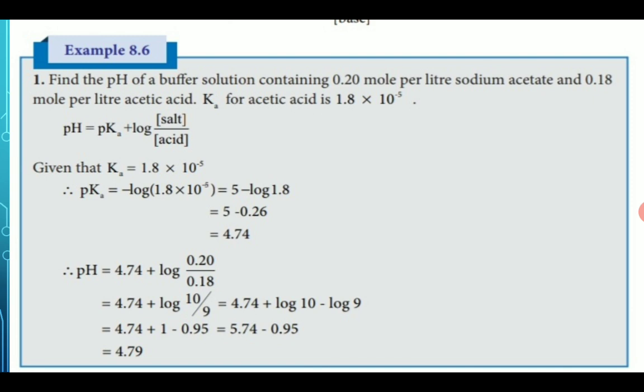What is the sum? Find the pH of the buffer solution containing 0.2 mole per liter sodium acetate and 0.18 mole per liter acetic acid. So, two concentrations are given. What is that? Sodium acetate and another one is acetic acid. So, acid concentration is given and salt concentration is also given. Substitute in this formula, we will be getting the answer here as 4.74 plus log 0.20 divided by 0.18. So, if you finally substitute, you will be getting the value as 4.79.